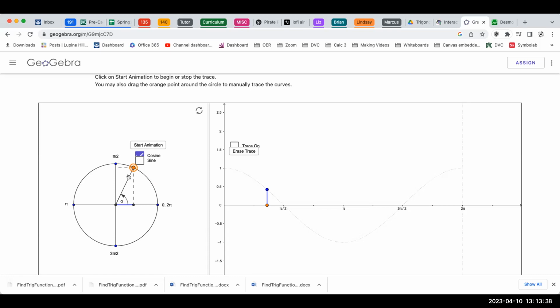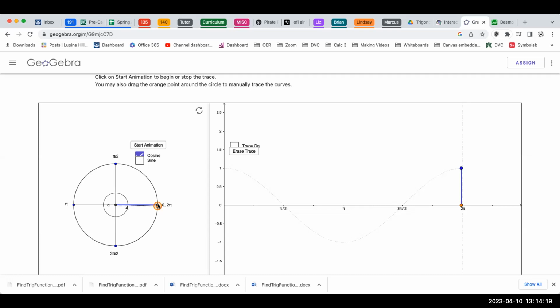Once I get to pi over 2, the x coordinate is 0. So on the graph at pi over 2, I have pi over 2 comma 0. Let me rotate all the way around. I get to pi, the x coordinate is -1, so I should have the point pi comma -1 right here. Then the x coordinate returns back to 0, at 3 pi over 2 comma 0. And when I get to 2 pi, the x coordinate has length +1. It doesn't show it, but it should be right there.